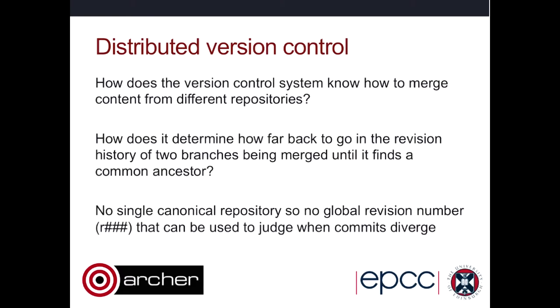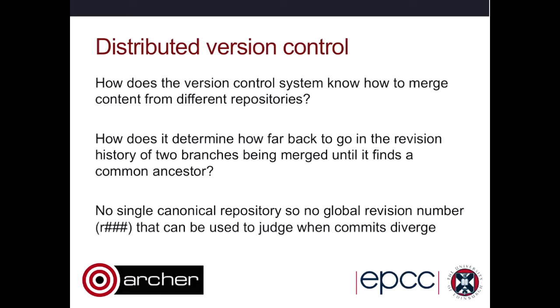So one question is to do with the fact that we have these different repositories. How does the version control system know how to merge content from different repositories? The reason I'm asking is because when it has to merge, it has to somehow determine how far back to go in the revision history of, for example, two branches until it finds a common ancestor. Because from the common ancestor, that is to say a version that is the same in both branches, from that point it can combine the changes and do a merge.